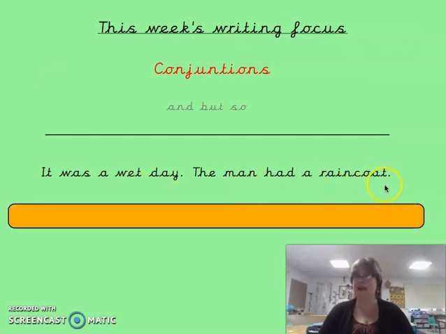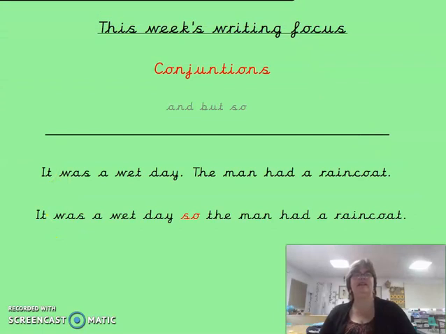The man had a raincoat. It was a wet day. The man had a raincoat. Which conjunction are we going to put into there? Okay, let's have a look and see what you think. I'm going to go up here. It was a wet day, so the man had a raincoat.